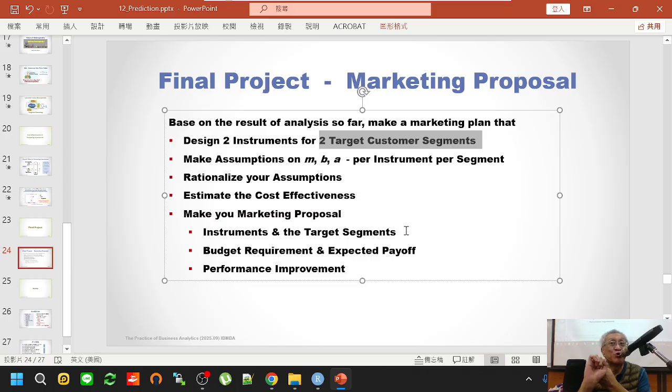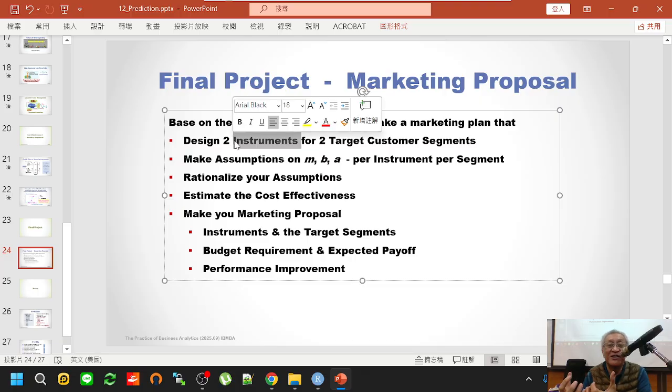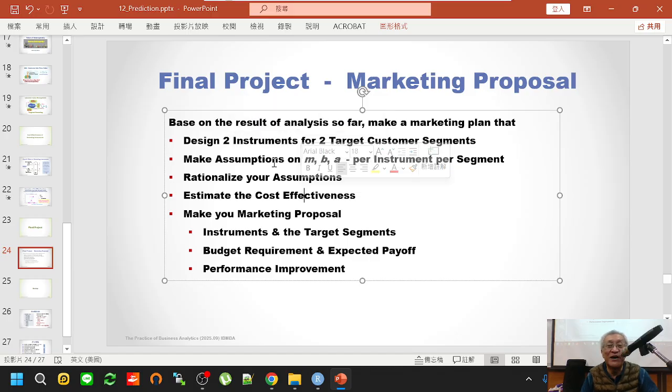Not only one instrument, I want you to design two instruments. And then I want you to apply these two instruments to two target customer segments. And for each of the instruments, you need to make an assumption on its cost effectiveness, right? This is what I mean by MBA. I'll explain that later on.